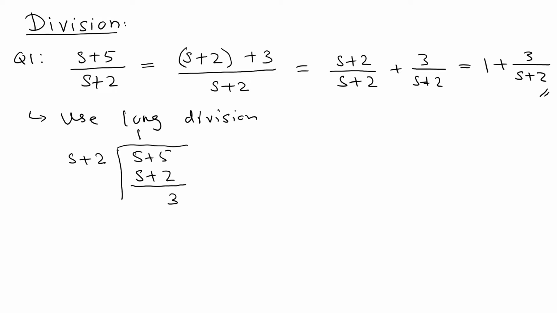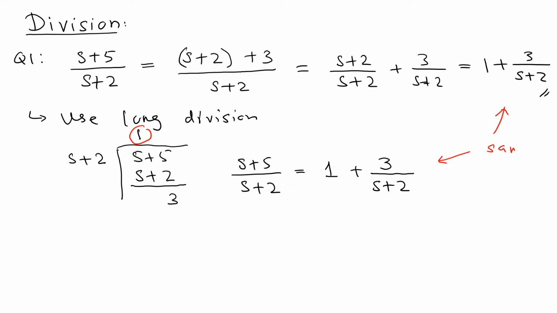So that means you can write this division problem like this. When you divide s plus 5 by s plus 2, you get 1 as the quotient, that's that one. And then how do you write the rest? You get a 3 as a remainder. You also need to write the divisor here, and that's how you write the answer. You can see this exactly matches the previous answer. So same thing, you can also get the answer using the long division.